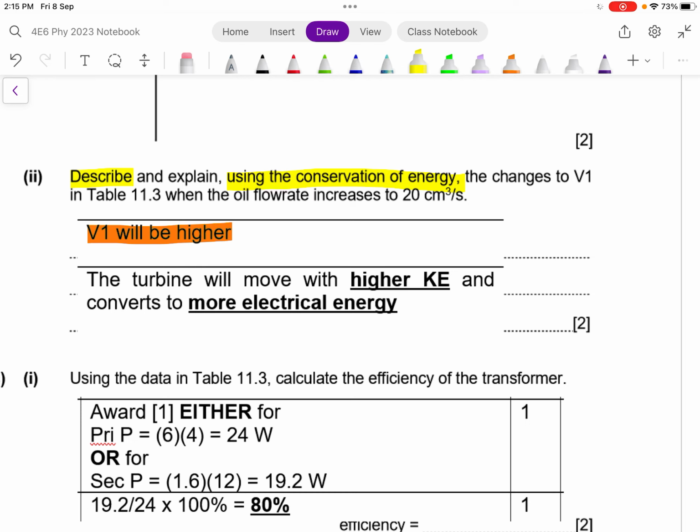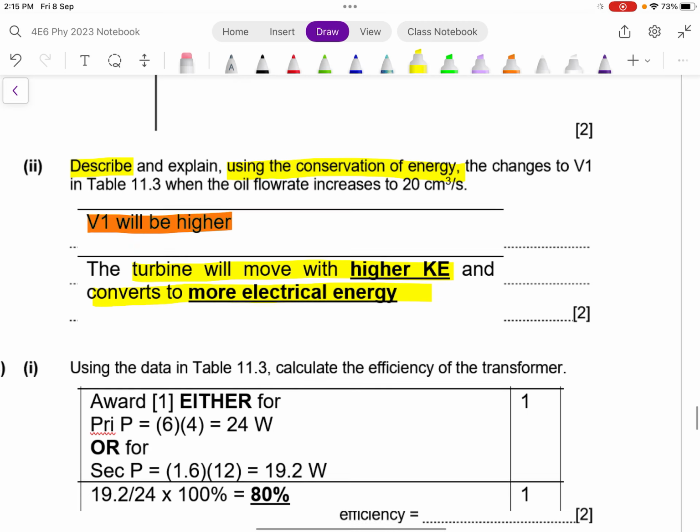In this case, the oil would travel at higher KE. This KE will be transferred to the turbine. The oil turns the turbine, and so the turbine will move with greater KE. And as a result, it can convert this higher kinetic energy into electrical energy, and that's all. So don't always think, oh my god, I never saw this question, it's going to be hard, I better write a lot of things. Just keep it simple.